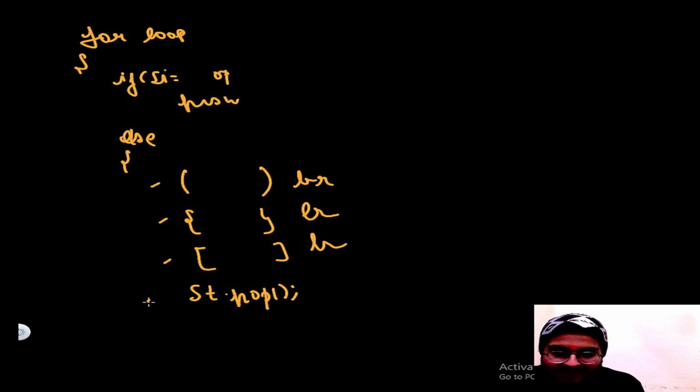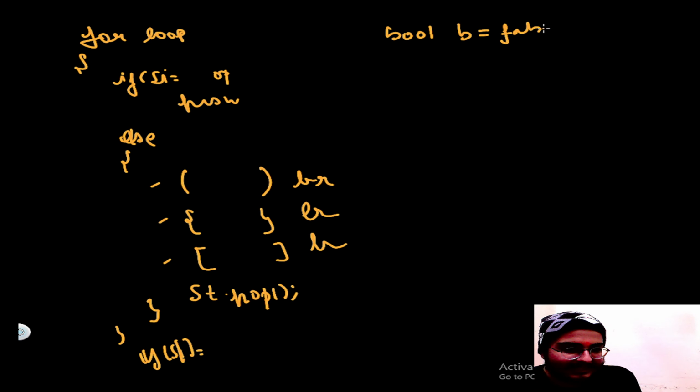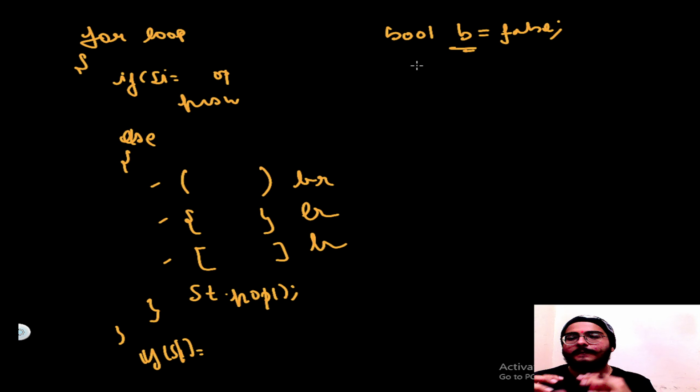After the for loop ends, I will check if the stack is empty, then b is equal to true, and give my answer. Like the flag we were using, bool x or b, I don't remember the name, bool b is equal to false. If the stack is empty, then b is equal to true, and return b.